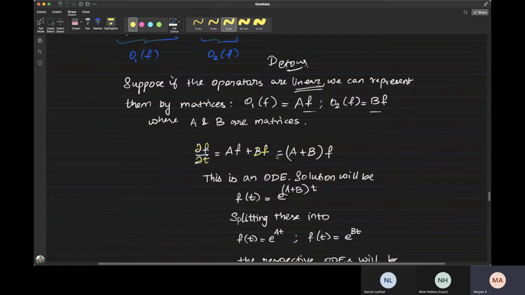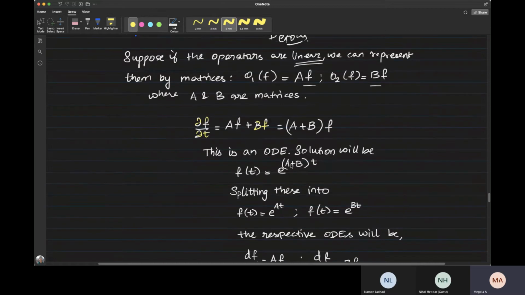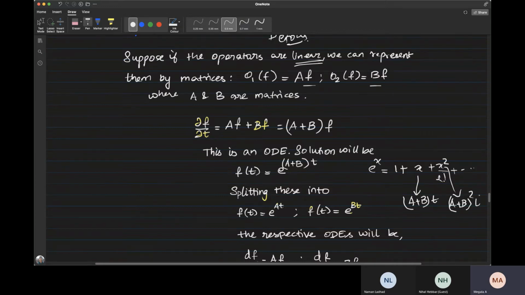So this is now an ODE and the solution for this is going to be F of t equals e to the (A plus B) into t. Now this solution can be split up into F of t equals e to the At and e to the Bt. This is not exact, because e power x is basically 1 plus x plus x squared by 2 factorial, and it goes on. So when you have e power (A plus B), you'll have (A plus B) into t in place of x, and in place of x squared, you will have (A plus B) the whole squared into t squared.